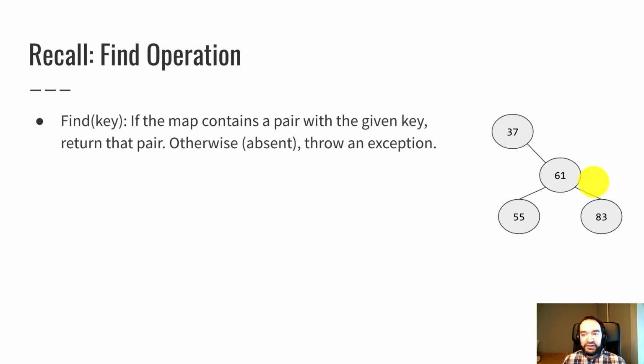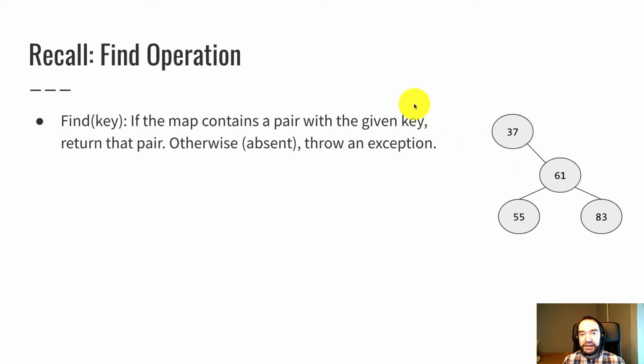The purpose of our binary search tree for now is to implement the map abstract data type. One of the major operations of the map abstract data type is called find. Find is given a key to look for, and you try to find that key in the map, and if the map contains a pair with that key, then you return that pair. That's a successful search. Otherwise, meaning the key is absent, we throw an exception. So that's what we're trying to implement in our binary search tree.